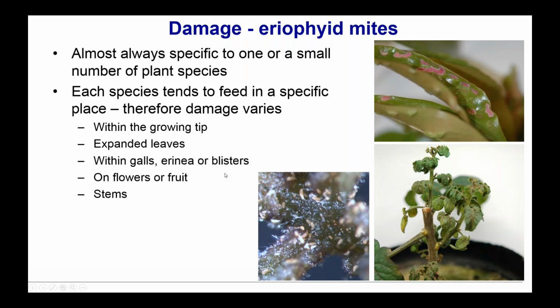And to give some examples of the types of damage, we can see here, these are called erinea. These erinea are basically hairs. The mite injects its saliva into the plant. It causes the plant to produce these finger-like, hair-like projections, and the mites live in those structures.